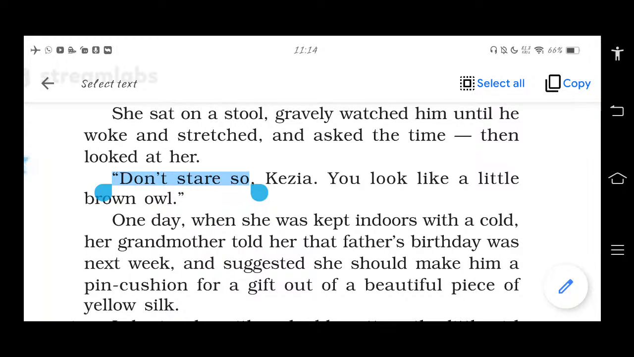Okay, at a particular part, she doesn't move her head, she doesn't move even. She was just looking at her father without speaking anything, and even without moving her head, with a constant look. That is called a stare. Yes, okay. "Right, you look like a little brown owl." So here her father referred to her as a little brown owl.